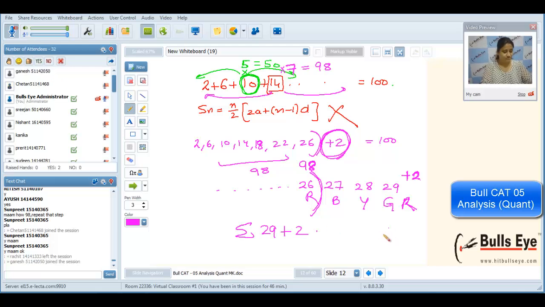It was a difficult question. Okay, any problem in this? Answer will be sigma 29 plus 2. So it will be 437. Because sigma 29 is 435. Okay.